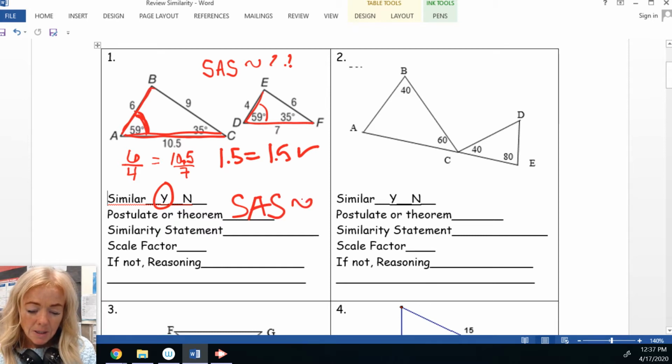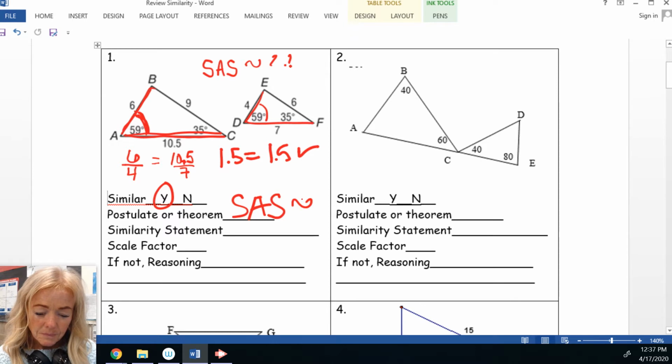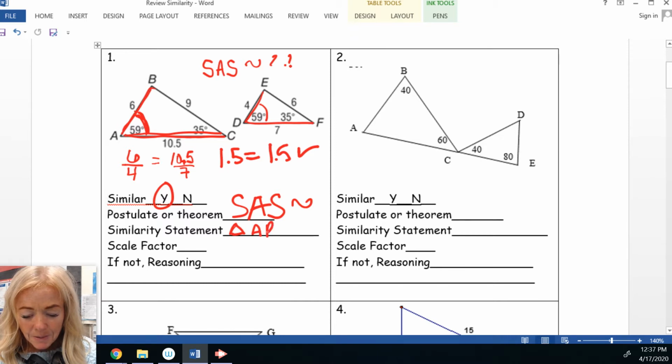And then the similarity statement would be triangle. We'll do the 59, the angle we don't know, but could find easily, B, and then the 35-degree angle is similar to triangle. So 59, blank, 35, DEF. All right, so that's our similarity statement.